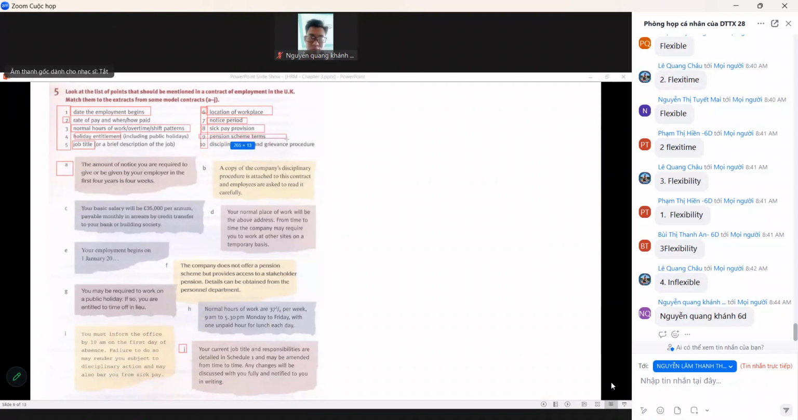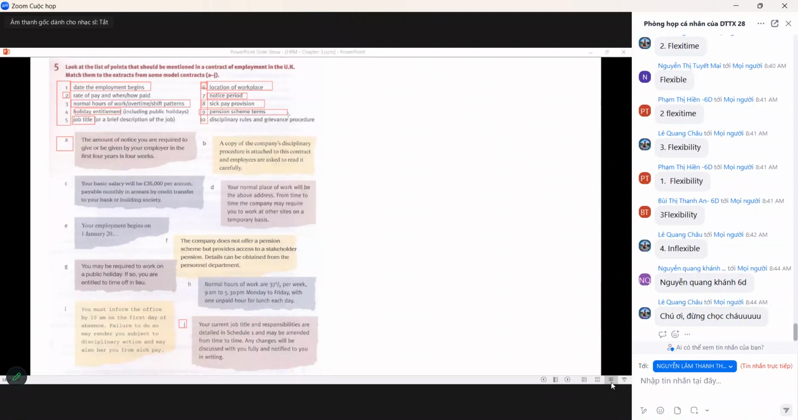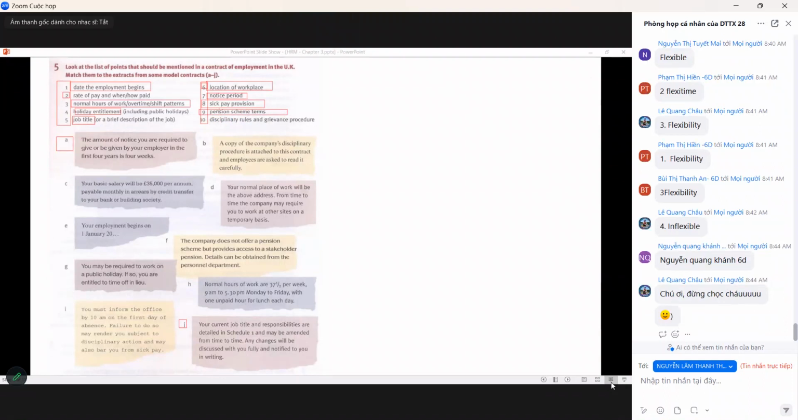9, pension scheme terms. It is mentioned about when we are old enough and can't work anymore, until the rules stand. So when you reach retirement, you retire and you need to receive that. Number 10, disciplinary rules and grievance procedure. You know the meaning of this kind of phrase here? Read from A to J and then match for me, please. I give you 2 minutes.